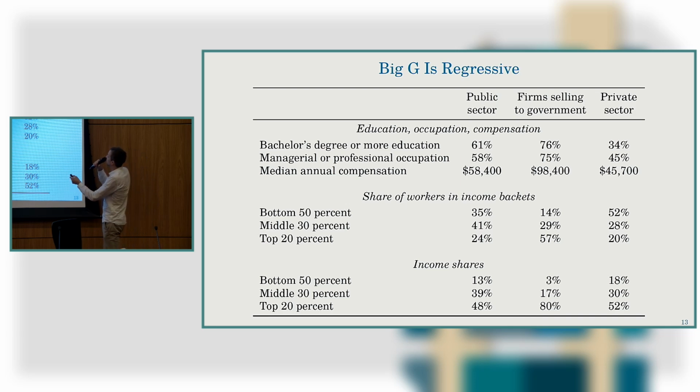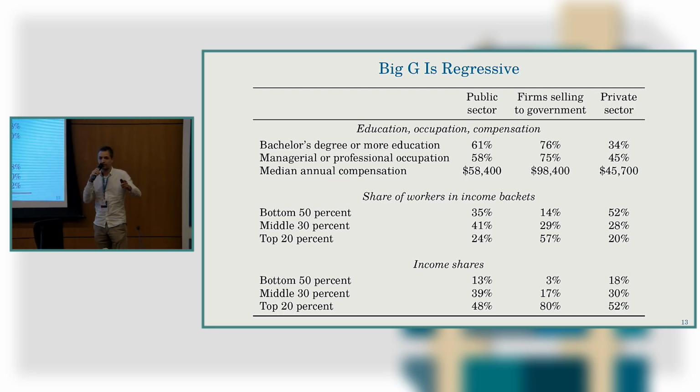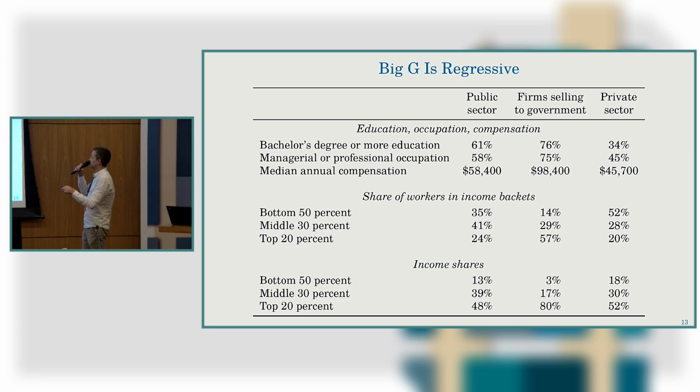Now the middle column here is firms. We use data from USAspending.gov, on firms that sell to the government. And then we match these firms by sector and firm size.